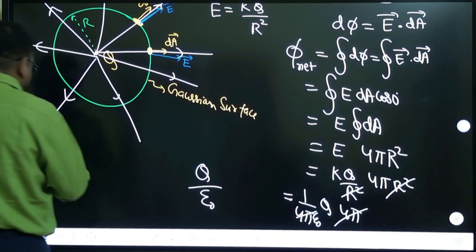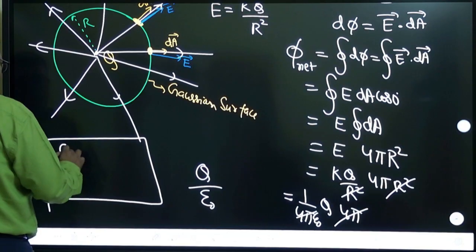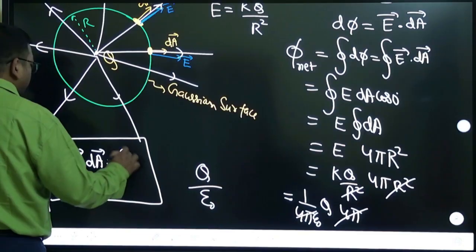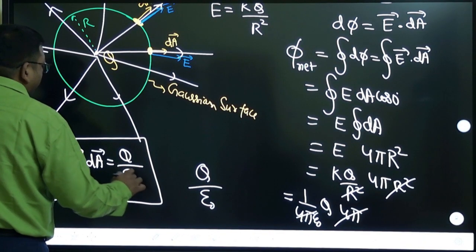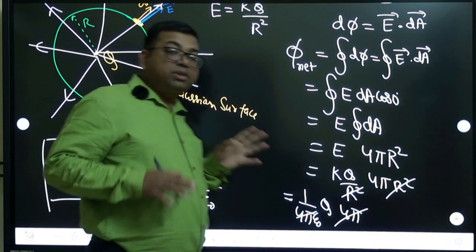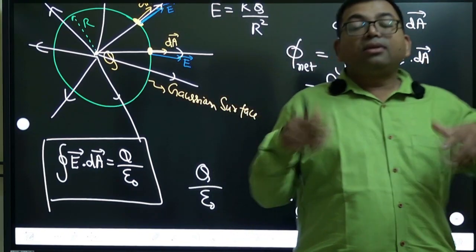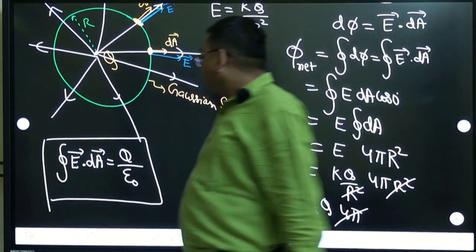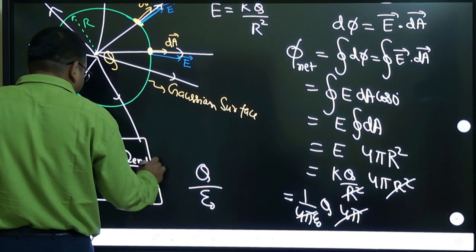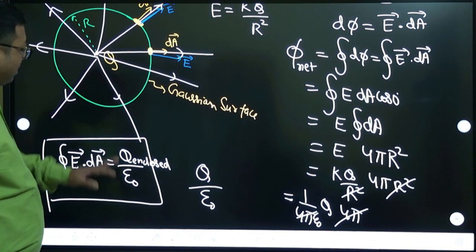So we can say that the total flux, integral of E dot dA through this closed surface, is equal to charge inside by epsilon. This is the charge inside. Only one charge is here in our example, only one point charge. If there are many charges, then we have to add all those charges. So in general, this is the charge enclosed. Are you clear about this?